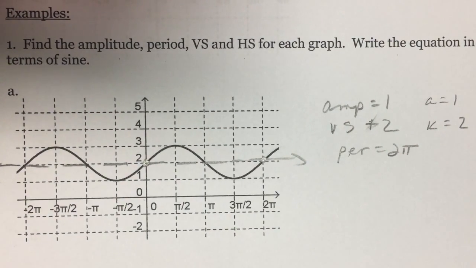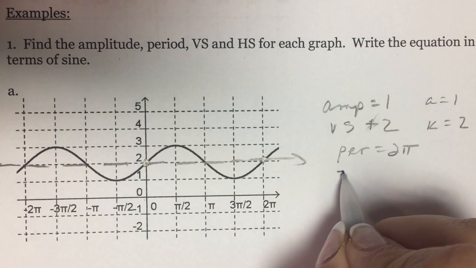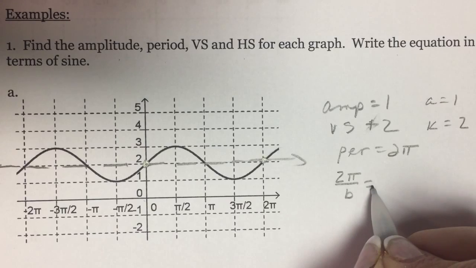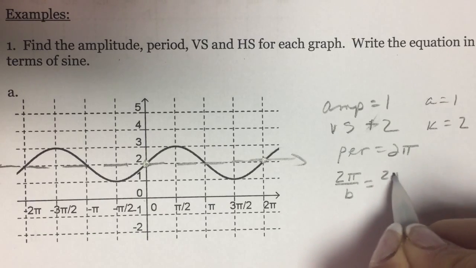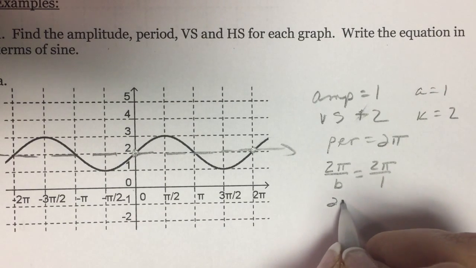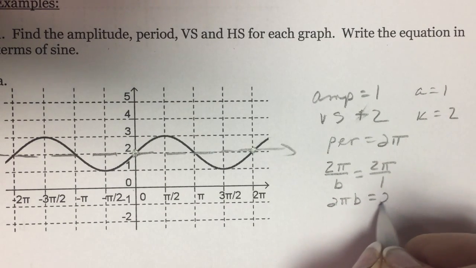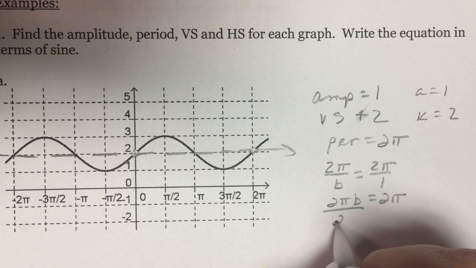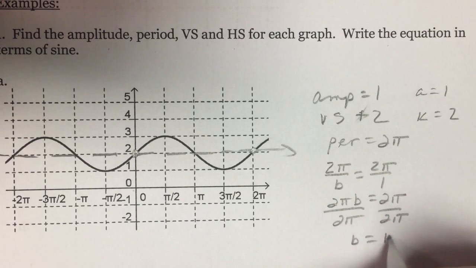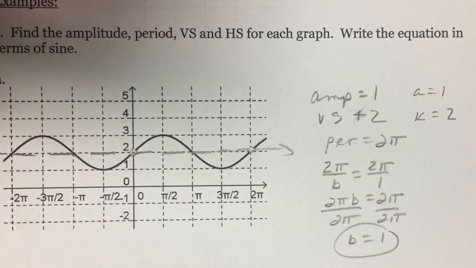But now I need to find my b. Well, here's a little equation that you can use. You can do 2 pi over b equals whatever the period is. In this case, it's 2 pi over 1. So if I cross multiply, I get 2 pi b equals 2 pi. And if I divide by 2 pi, I get that b is equal to 1. You could probably tell that by looking at it, though.